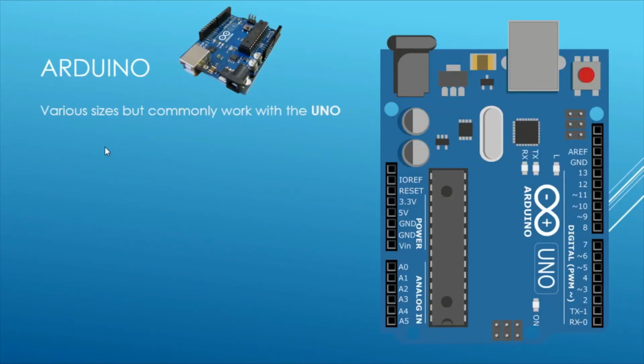Okay, and finally we come to the most complicated of all the components, and there's lots going on in here, there's lots of chips and everything. But essentially, this is the brains of our operation. This is the brains of lots of our projects, and you'll come to be familiar with it. There are various sizes of these, but we usually work with the Uno, which is this size here. It's the Uno.